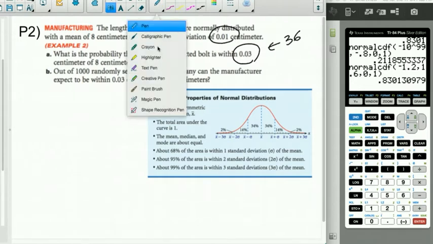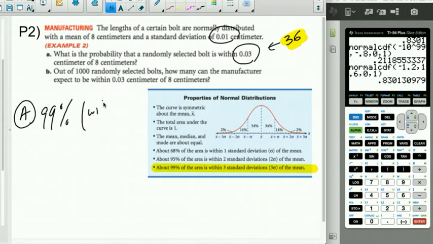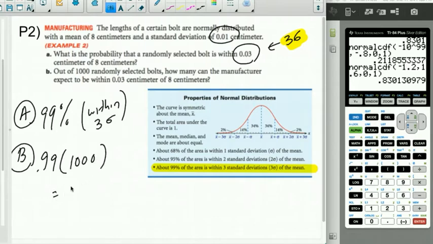Well, if you look down here at this information that we have, 99% of the data is within 3 standard deviations, right? So A is 99% because it's within 3 of the standard deviation, right? So the second question is, if there are 1,000 randomly selected bolts, how many of them should be within that measurement? Well, 99% times 1,000 would be 990 bolts.